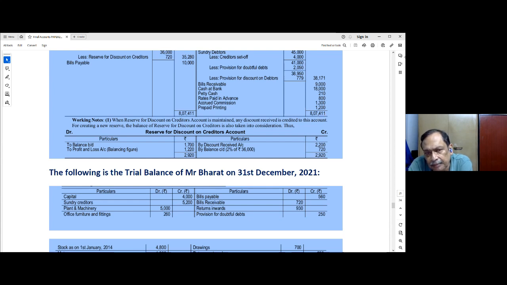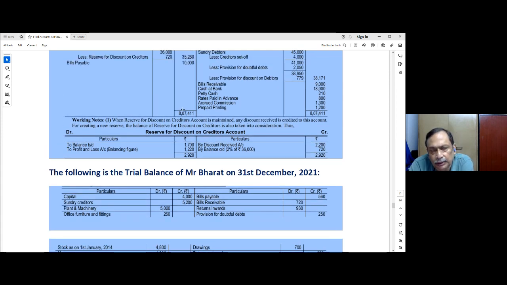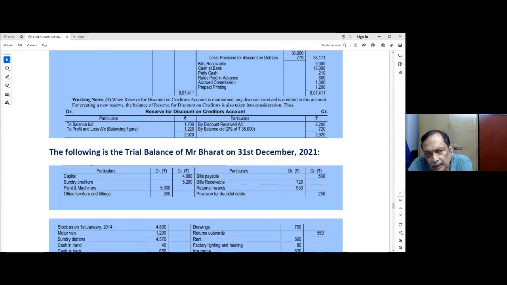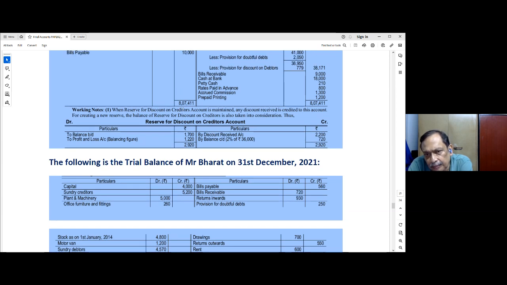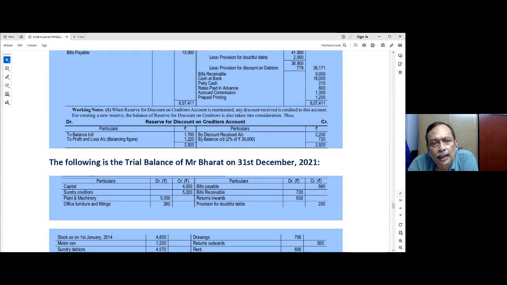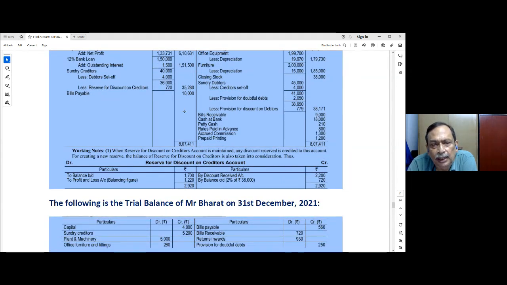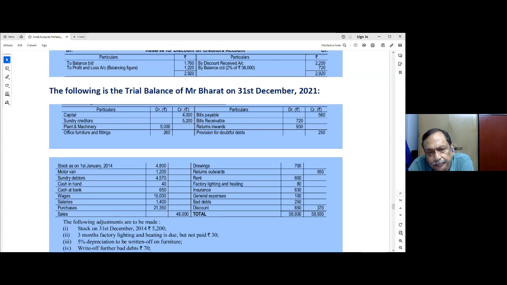And here I have prepared reserve for discount on creditors. We have brought down the opening balance. We have credited the discount received account. Then closing reserve is to be maintained on the closing balance, that is 36,000, and that is 2% on 36,000. And ultimately, the amount that should be transferred to the profit and loss account as balancing figure.